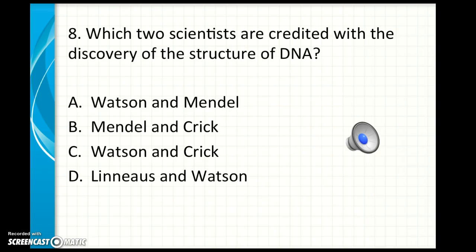Question 8. Which two scientists are credited with the discovery of the structure of DNA? A. Watson and Mendel. B. Mendel and Crick. C. Watson and Crick. D. Linnaeus and Watson.